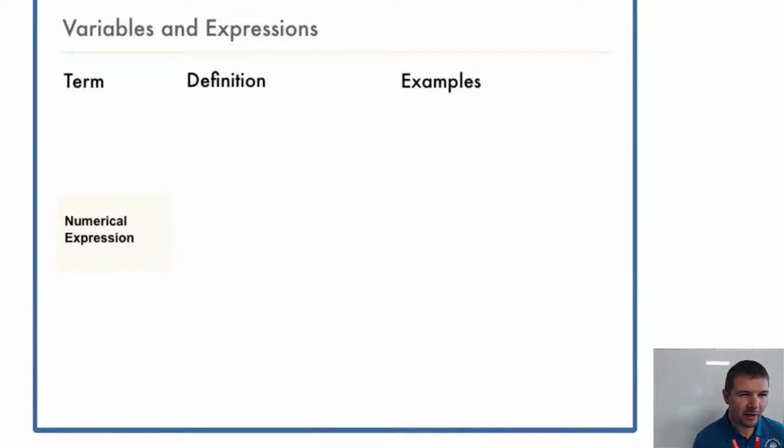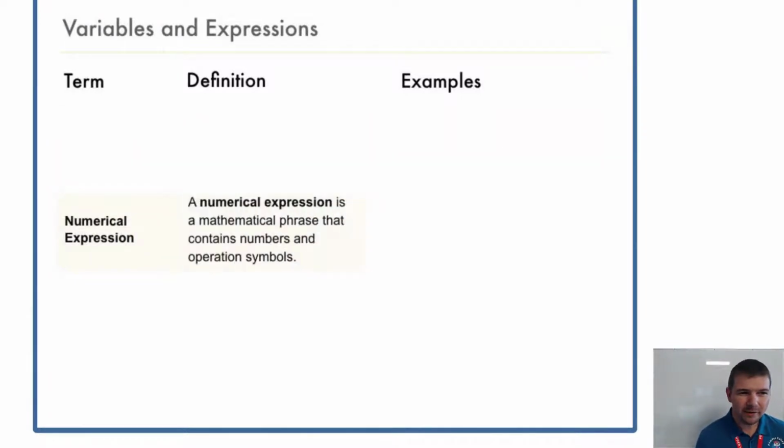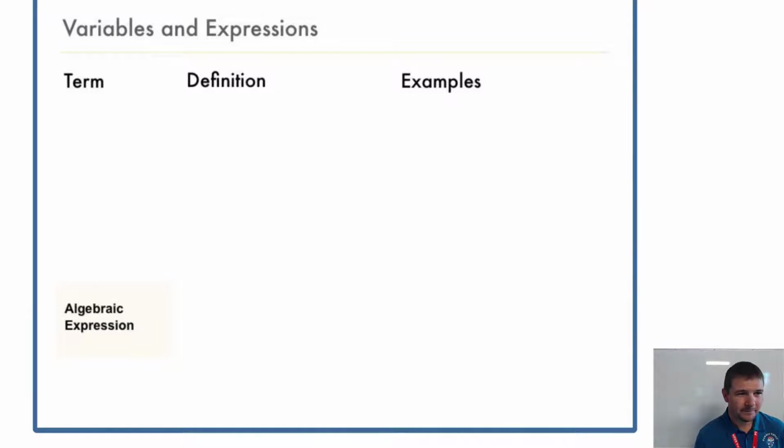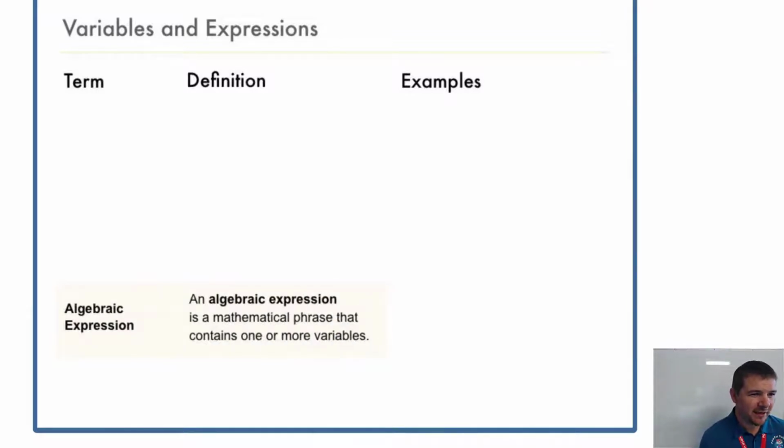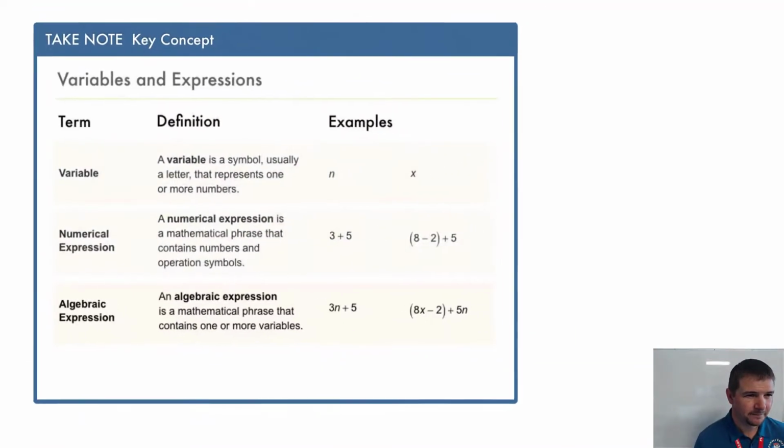Next term, numerical expression. A numerical expression is a mathematical phrase that contains numbers and operation symbols. Examples, 3 plus 5, and the quantity 8 minus 2 plus 5. And finally, algebraic expression. An algebraic expression is a mathematical phrase that contains one or more variables. Examples, 3n plus 5, and the quantity 8x minus 2 plus 5n.